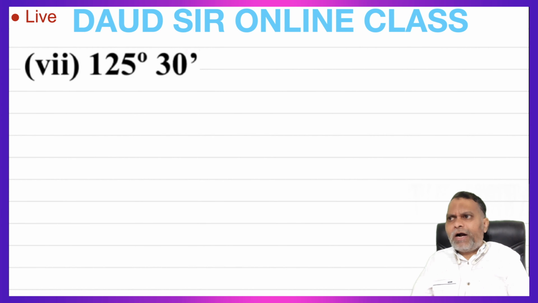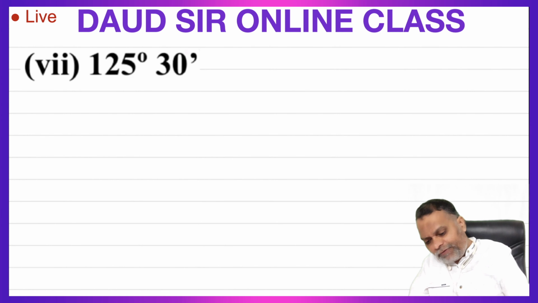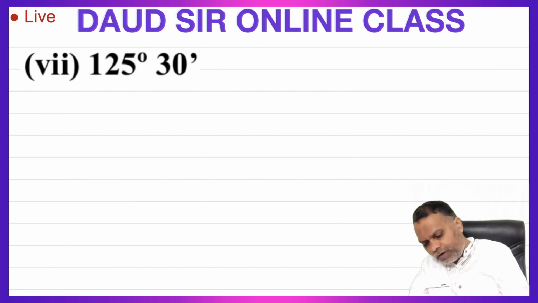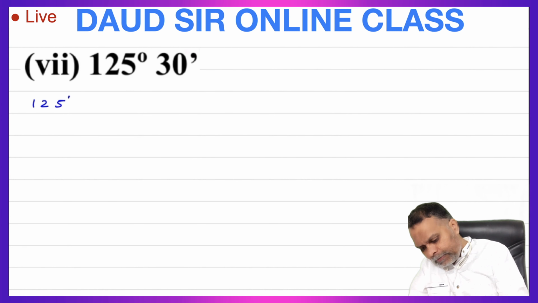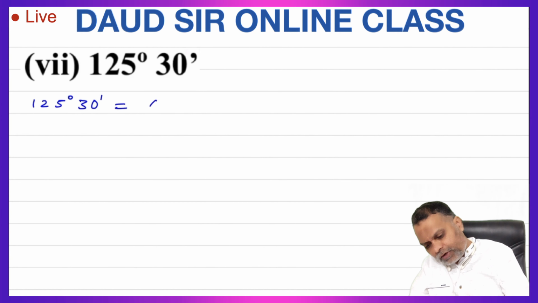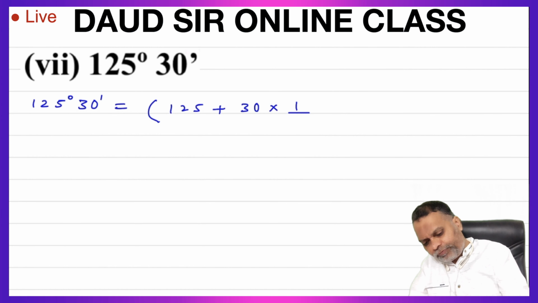Question number second, part 7. 125 degree 30 minute. So first convert this 30 minute into degree. So we can write this 125 degree 30 minutes as 125 plus 30 into 1 upon 60. This is complete degree.